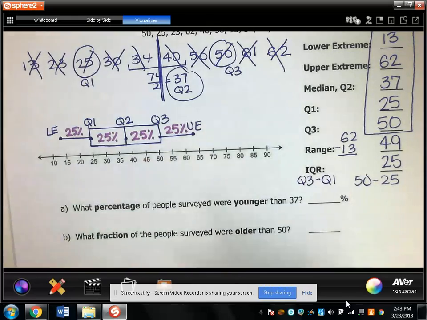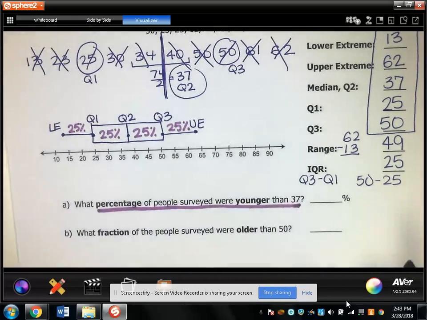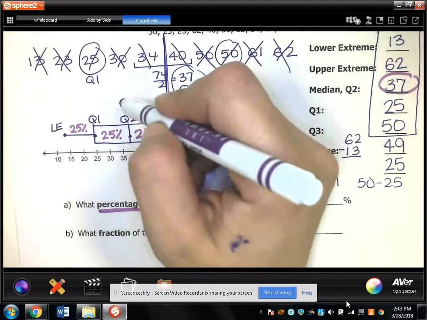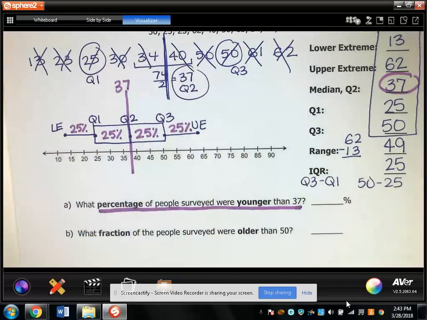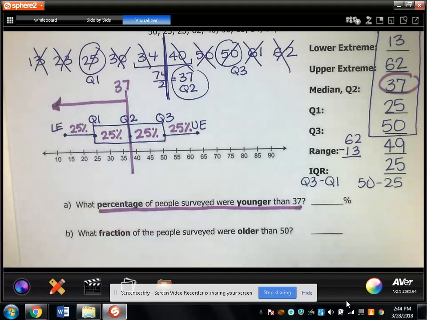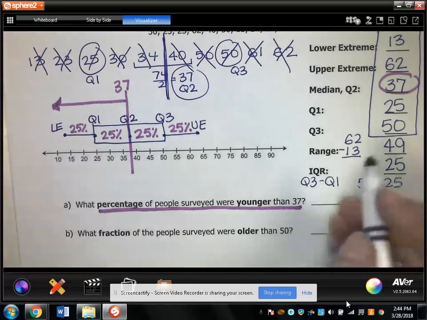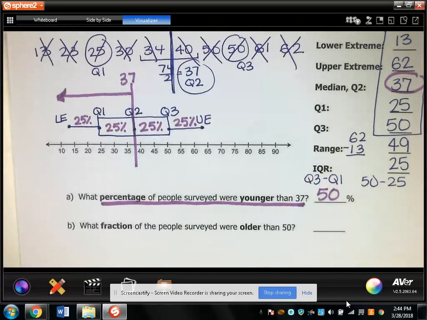So when they say what percentage of people surveyed were younger than 37, 37 was our Q2. So here's 37. And they're saying what percentage was younger? Well, 25 plus 25, 50% of the population was younger than 37.